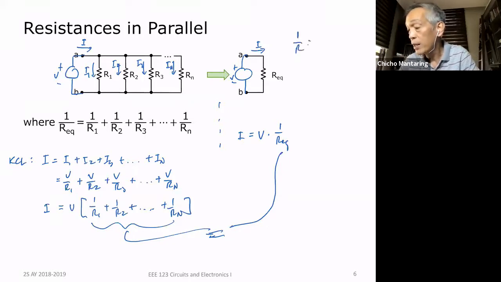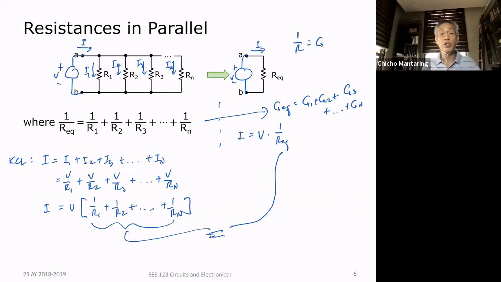Okay, recall what is 1 over R? 1 over R is equal to G. So itong expression na to, this is like saying G equivalent is equal to G1 plus G2 plus G3 all the way to plus Gn. So this is in terms of R, and this is in terms of G.